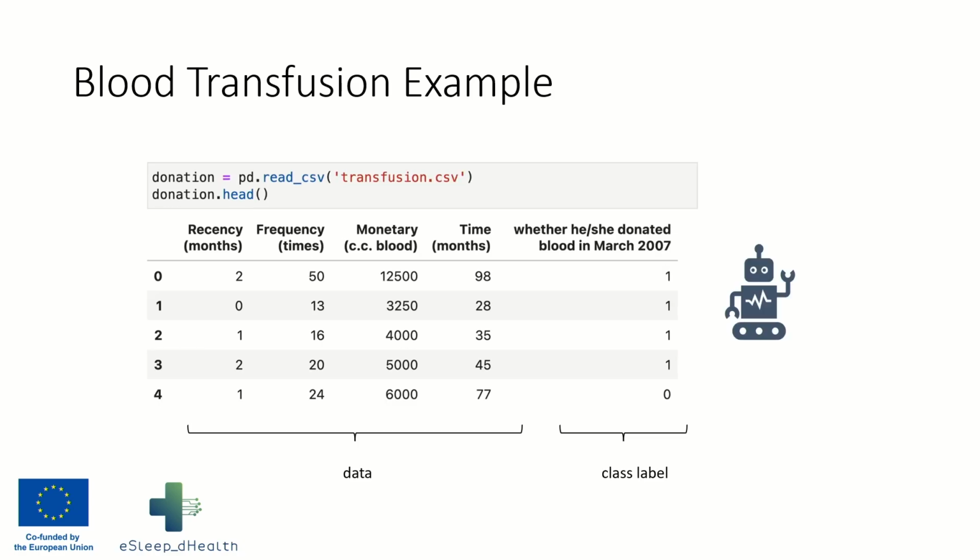So when we're thinking back of this separation between the data and the class label, the data is the information we input into the model. This would be, for example, the image of a dog, and the class label is the information we give about this image or about this data. In this case, the information is: did the person donate blood or not? But in the example of the dog, it would be: is this a dog or is this a cat? And this is what we call the target variable.